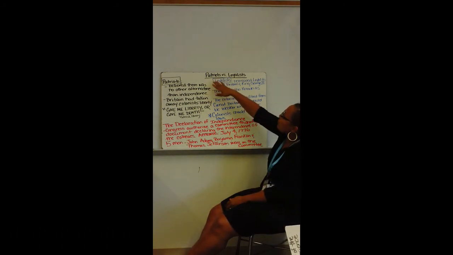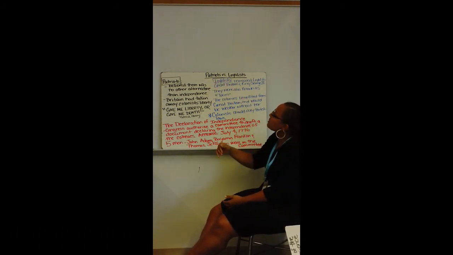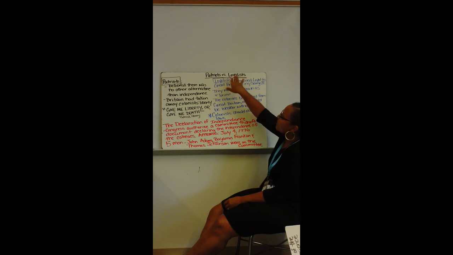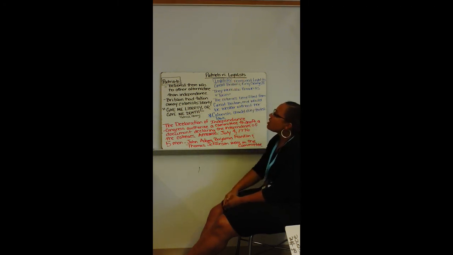So you're going to have two groups form. You're going to have the patriots that want to break away from England and become their own states, and you're going to have the loyalists that are still loyal to England. The patriots believed there was no alternative than independence. Britain had taken away colonists' liberty. Their whole thing was give me liberty or give me death, and that's from Patrick Henry.